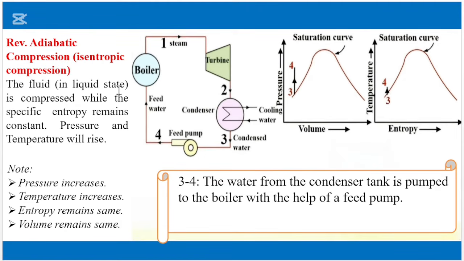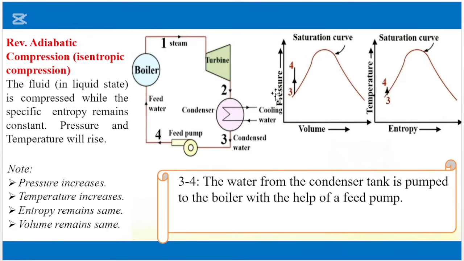The fluid is in the liquid state; here the vapor has condensed into a liquid. So the fluid is compressed by what? By the pump. The fluid is compressed while the specific entropy remains the same, so pressure and temperature will rise. See, this feed pump is a closed kind of vessel. It is actually packed with insulating material. So entropy is going to remain constant in this case, and then pressure and temperature will rise.